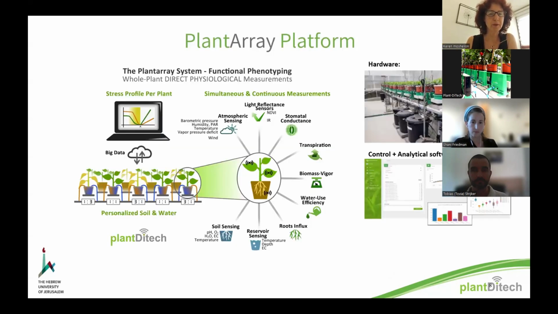You can see here the parameters that we're measuring: transpiration, stomatal conductance, biomass gain, water use efficiency, root influx with the help of soil sensors, and also NDVI and IR with additional sensors, and atmospheric sensing together with soil sensing and even reservoir sensing. All of this is simultaneous and for all the plants at the same time. This high-resolution data goes into the SPAC Analytic software, which is cloud-based software where you can log in and see the experiment which is going on.